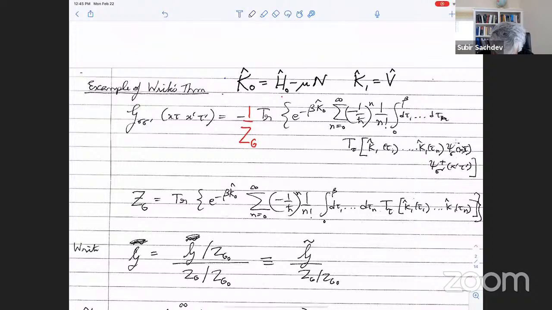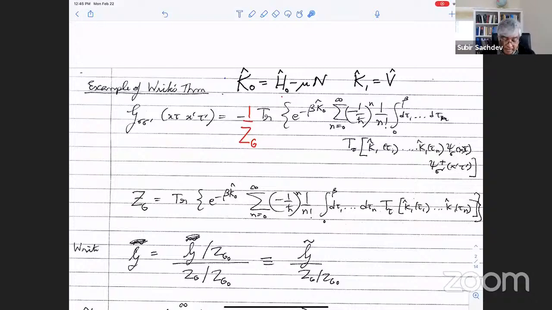There should be no psi over there, it's just psi. Okay. All right, so this is the expression. And we want to now evaluate this with Wick's theorem. Okay, and each one of the Ks has four Fermi operators in it. So it's just even writing this out is scary.